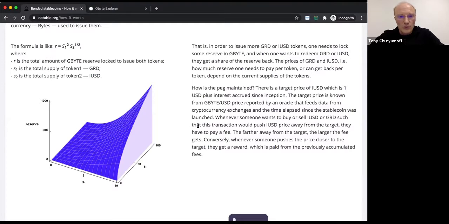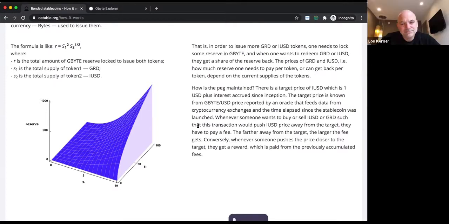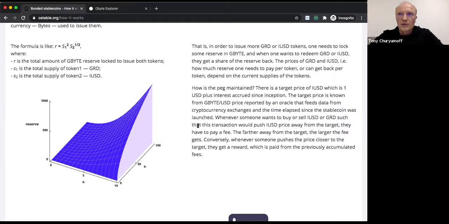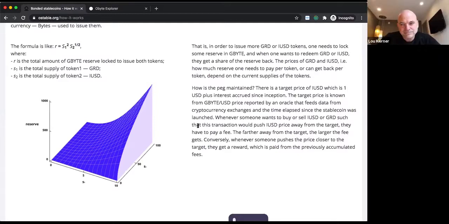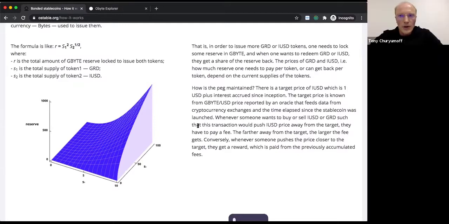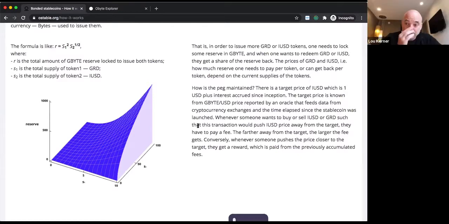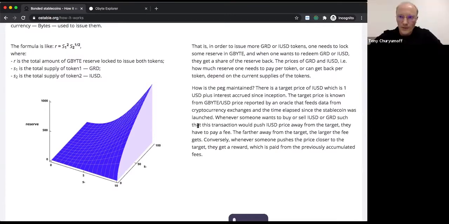there is a mechanism that pushes the price of one of the tokens to the target, and this mechanism is called a capacitor. The idea is very simple. Whenever you buy or sell to the curve, you change the price, and whenever you change the price of one of the tokens away from the peg, you have to pay a fee extra on top of what you normally pay.